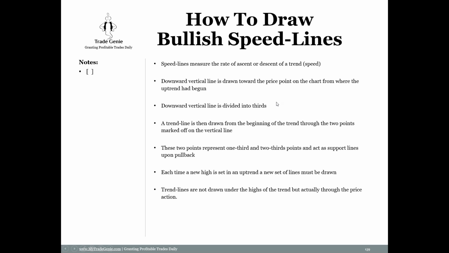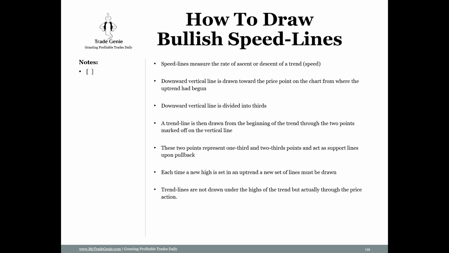Okay. So these are the bullet points I wrote down on how to draw the speed line. A speed line measures the rate of ascent or descent of a trend. So it's telling you how fast the trend is in motion. A downward vertical line is drawn towards the price point on the chart from where the upward trend has begun.